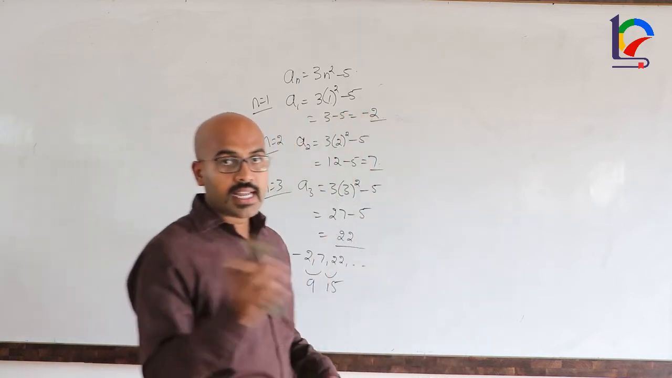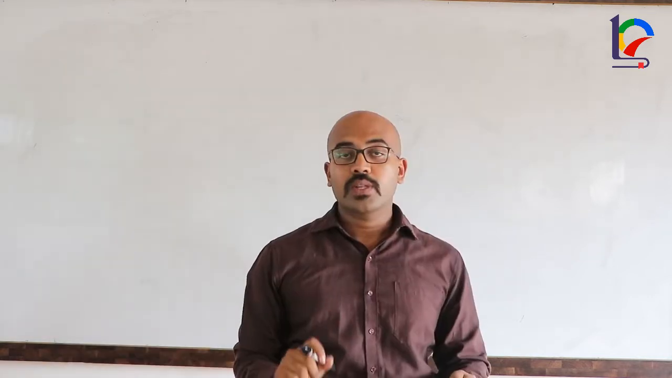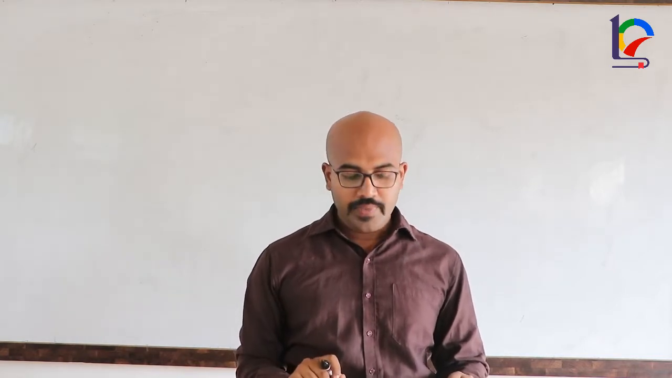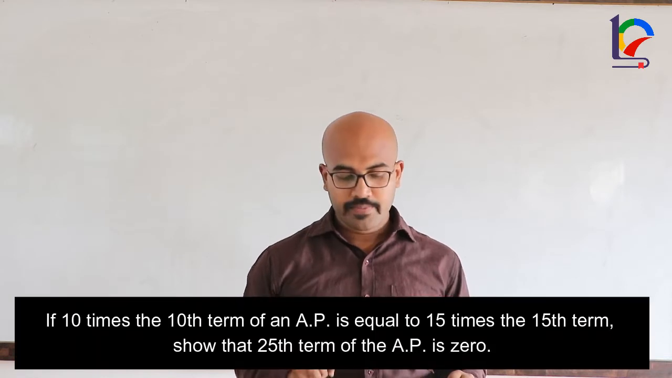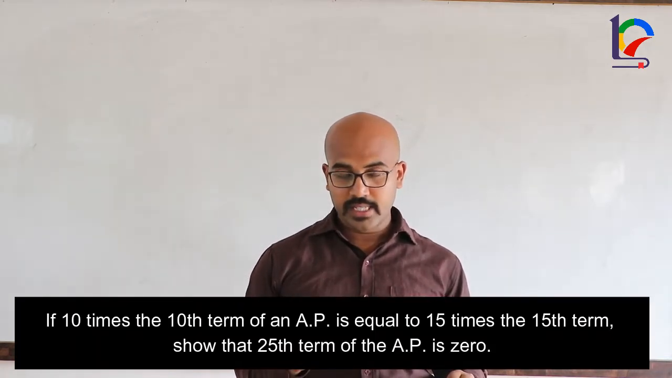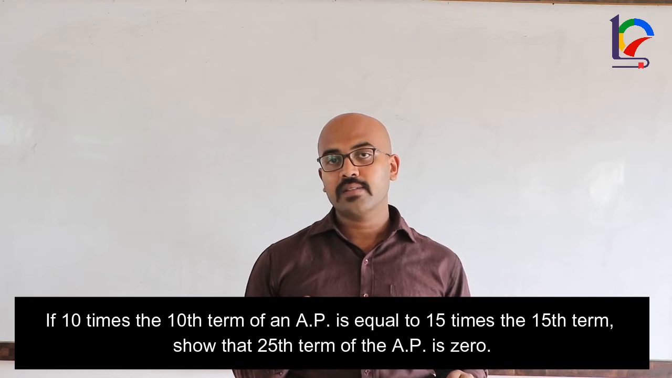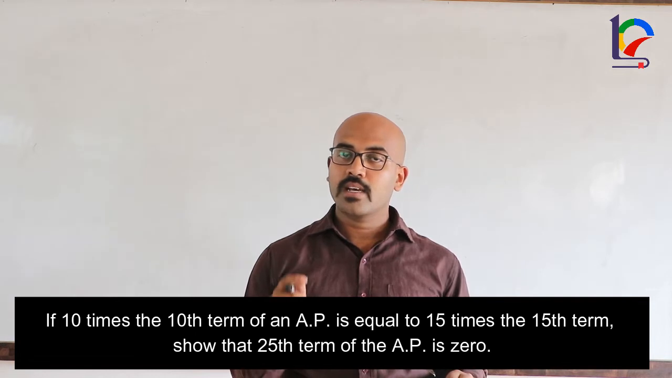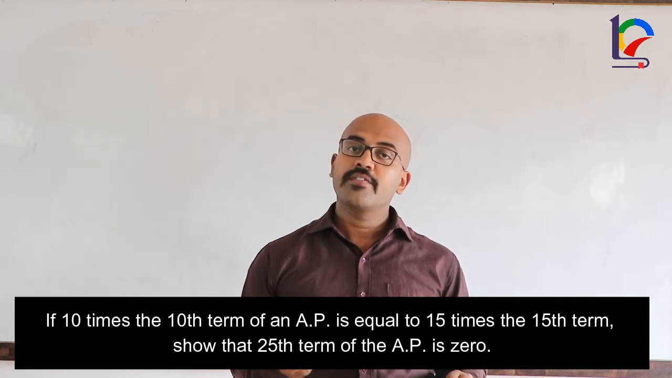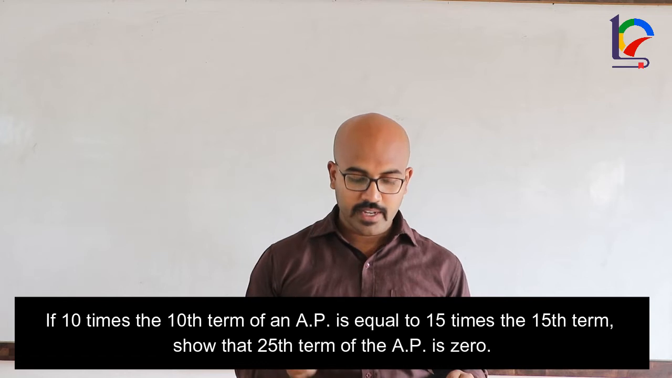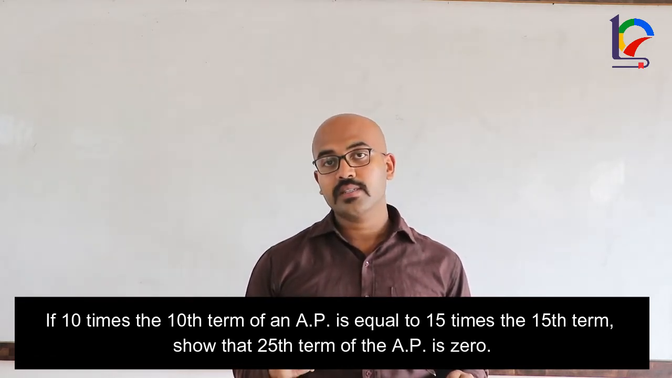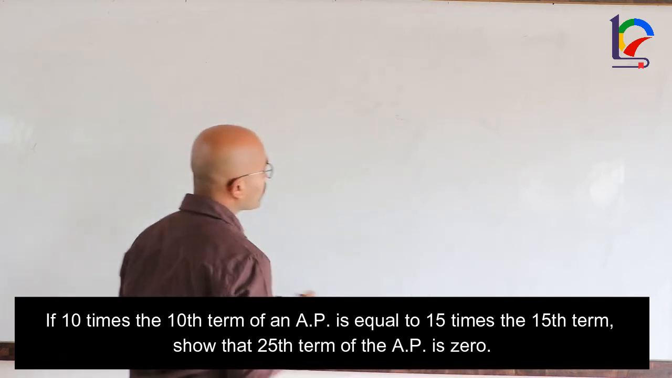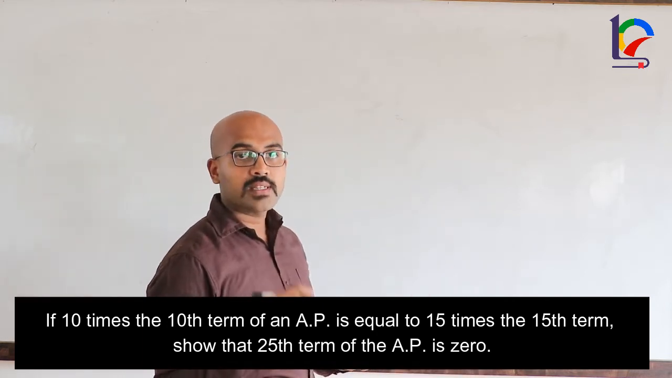So the next problem. What they have given us is, if 10 times the 10th term of an AP is equal to 15 times the 15th term of an AP, then we need to show that the 25th term is 0. I repeat, 10 times the 10th term of an AP is equal to 15 times the 15th term of an AP.